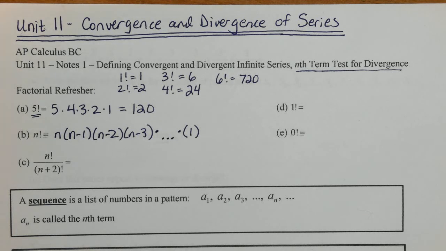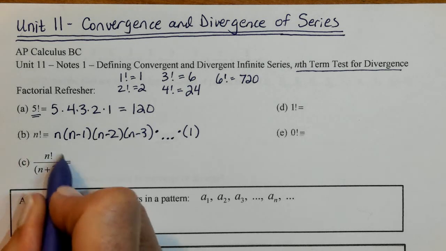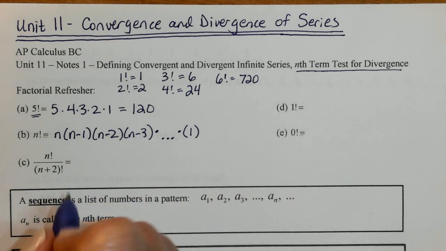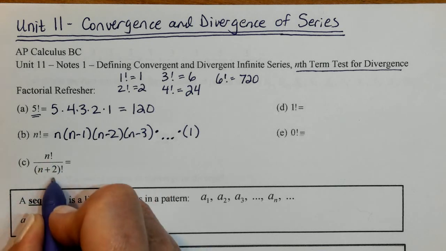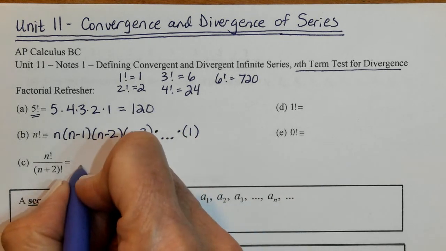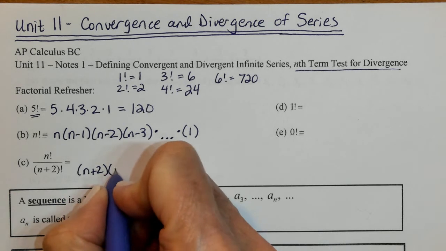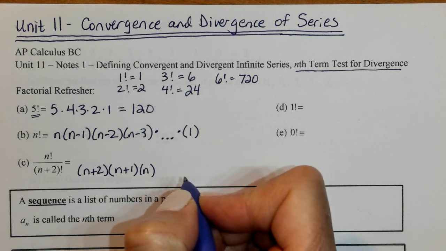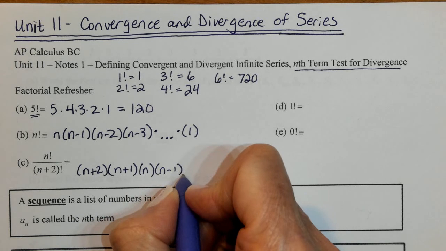So in C, we have n factorial divided by n plus 2 factorial. We're going to simplify this. So when I simplify it, I think to myself, okay, I'm going to go to the larger value. N plus 2 is larger than n, so I'm going to go to this n plus 2 factorial, and I'm going to write out several terms of that. So n plus 2 times the next lowest term will be n plus 1. The next lower term would be n. And then I would keep on going, n minus 1, n minus 2, n minus 3, all the way down to 1.